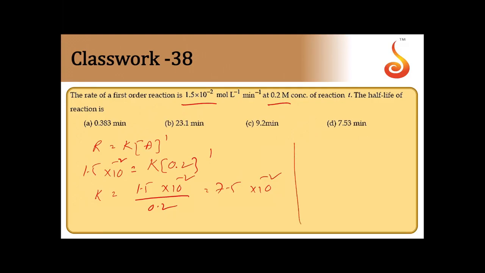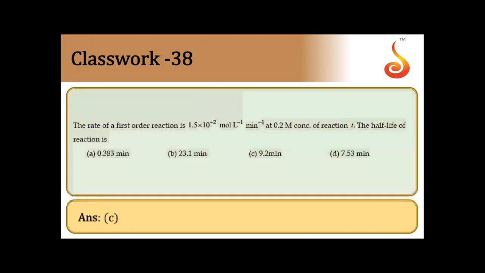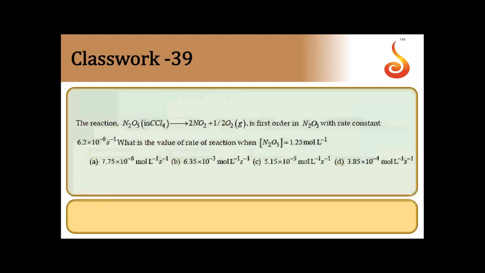Now we require half-life. So half-life is equal to 0.693 by K, which is equal to 0.693 by 7.5 10 to the power of minus 2, which on simplification, finally we get it as 9.2. So answer is 9.2. That is C is the answer. 38th one, answer C. Then 39th one.